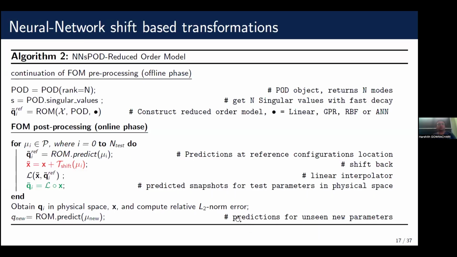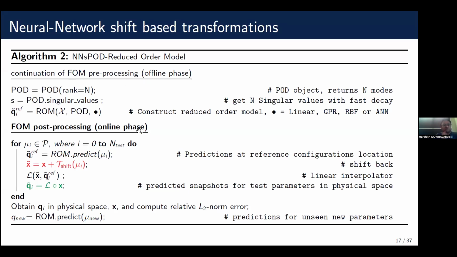And this is the rest of the algorithm. So you have the transformed manifold, which I showed earlier, with everything in the reference configuration, and you perform reduction on this transformed manifold, and you obtain the most energetic POD modes, and you do solution manifold approximation. And all of this is in the online phase.